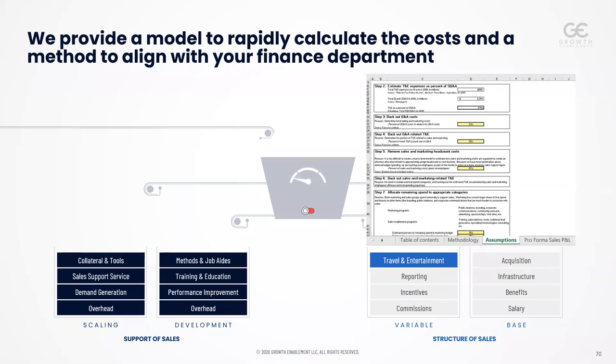So we have a way to easily calculate it. We plug in numbers based on variables to help calculate and plug into each of these costs. We have a very easy methodology to walk through your finance department to calibrate your cost to each one of these different categories. And then we have a way to drive this model. And then we have a way to check our work with the finance department to make sure that this is accurate.